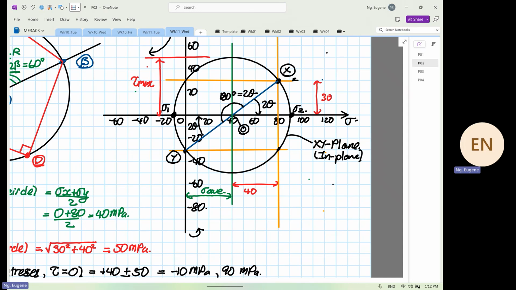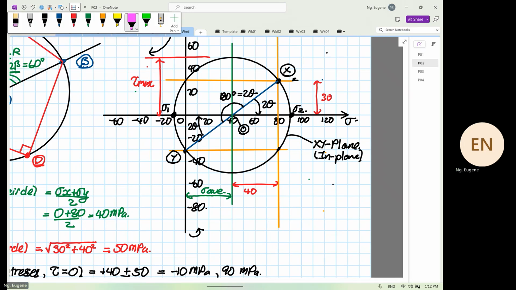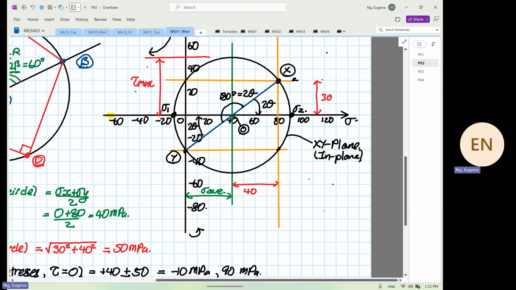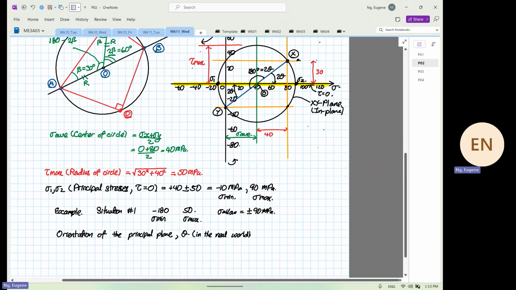Now, the principal plane is on this line. Okay, the principal plane is on this yellow line over here. Why is the principal plane on the yellow line? Because the shear stress on this line is equal to what? Equal to 0. Okay. So now we are going to find 2 theta.